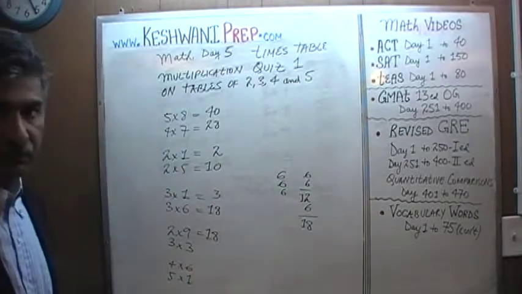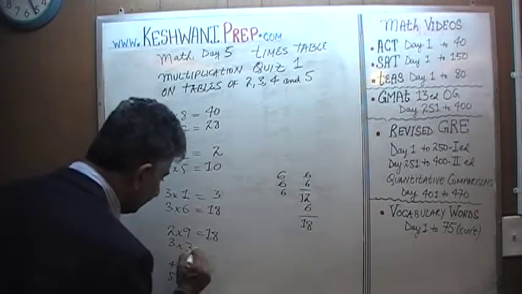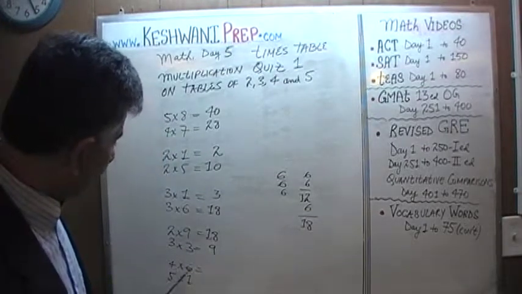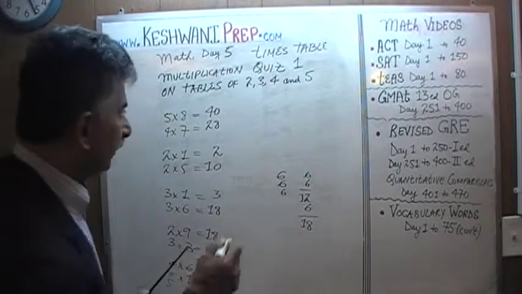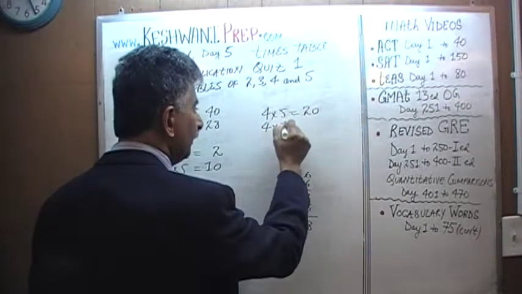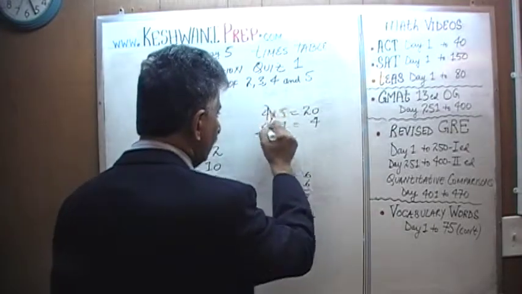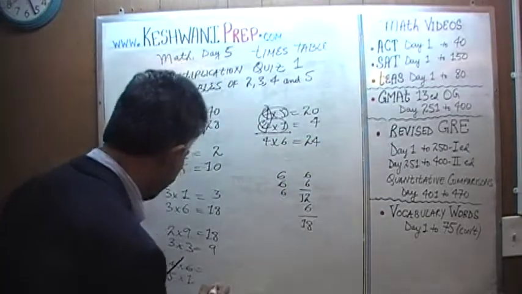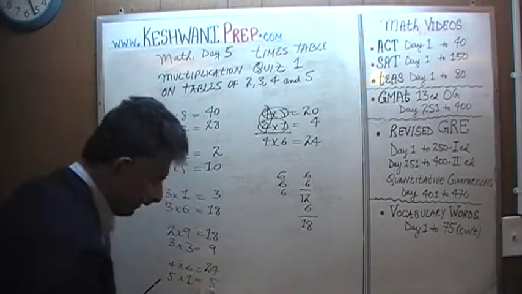How about 3 threes? Well, 3 plus 3 is 6, and 6 plus 3 is 9. 3 threes are 9. How about 4 sixes? Well, we know 4 fives are 20, and another 4 ones, we put down 4. 4 fives and 4 ones give us 4 sixes. 4 sixes are 24. And finally, 5 ones are 5.